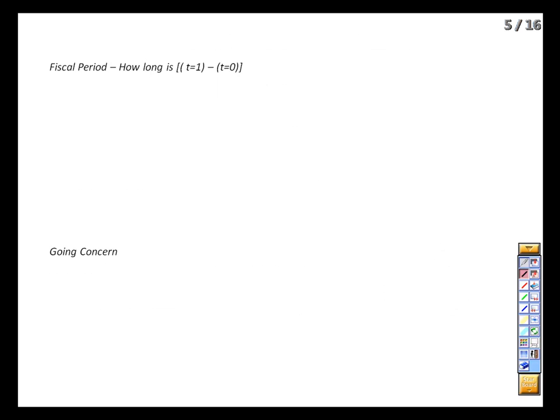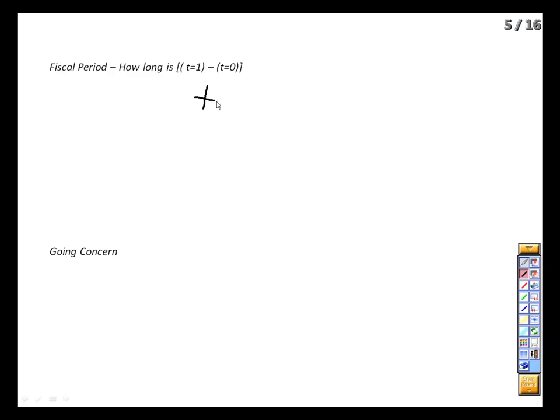The next assumption is the fiscal period assumption. How long is the period between T0 and T1? I argue that we could have a T0 and a T1 that if we pick them correctly, we can measure P with absolute precision. We'll know exactly what the value created of the firm was. What are these 2 points in time?